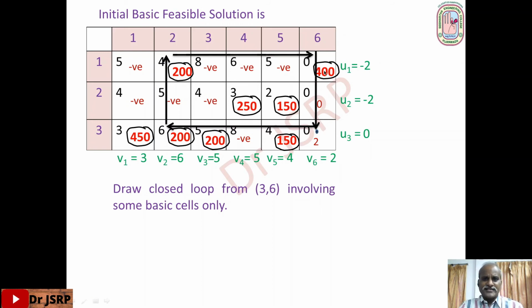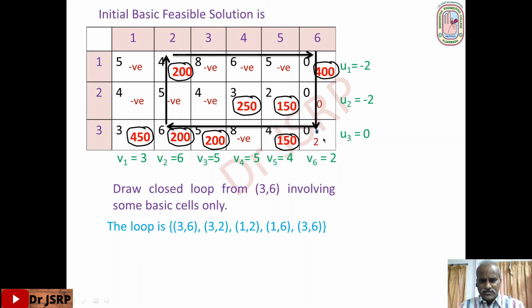Or you can move in this direction also. From here to here, here to here, here to here. You cannot move from here to here and then here to here, because that means three cells lie in the same row, which violates the second condition. So this is the closed loop involving basic cells only. It is a unique loop, whatever the direction, whether clockwise or anti-clockwise. We have to identify this. So now the loop is 3,6, 3,2, 1,2, 1,6, and 3,6. This is the closed loop.